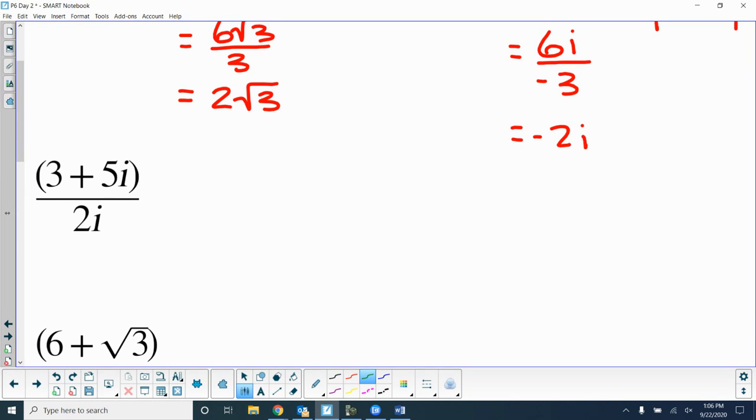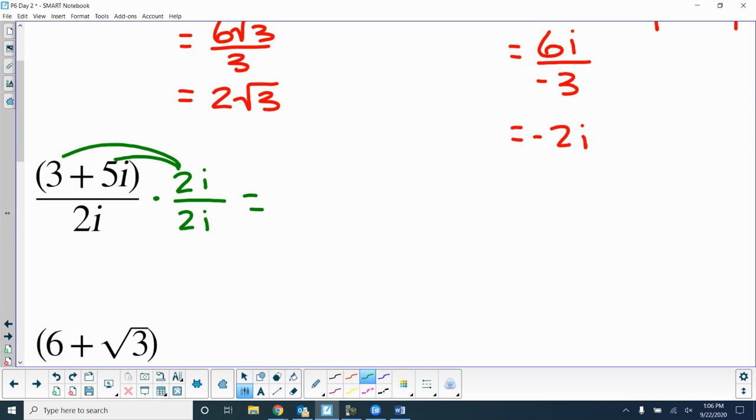Okay, I'm gonna multiply this by what fraction, Ashton? Right, you could do 2i over 2i. We can do that. We'll do it the way he said. Or you could just do i over i. Okay, either way works. Okay? So how do I multiply 2i times 3 plus 5i? Yeah, we just distribute.